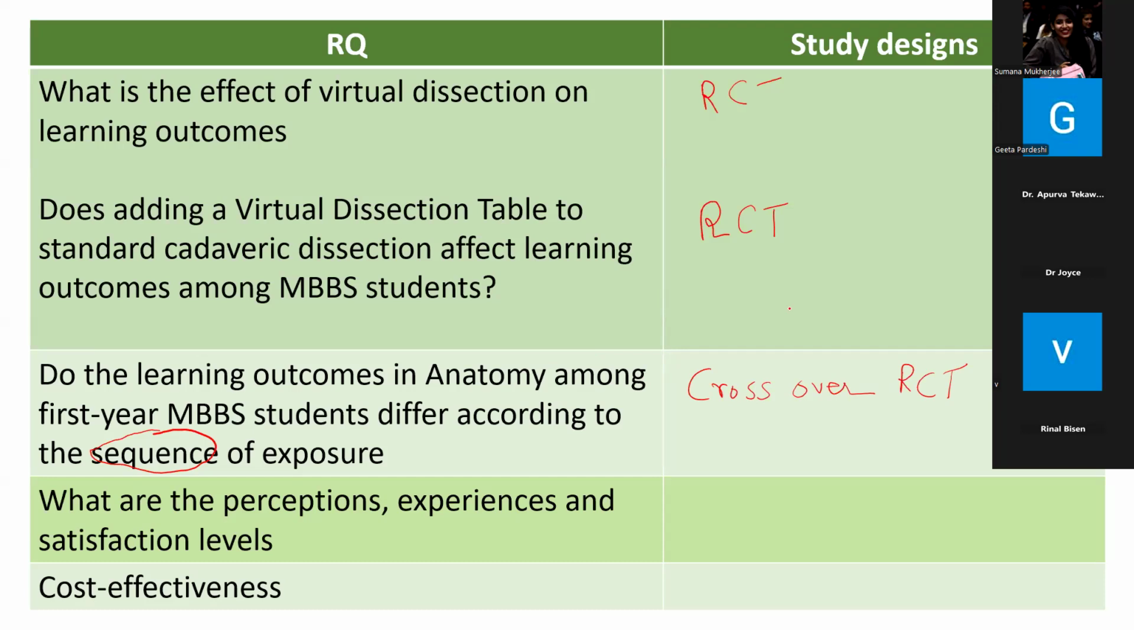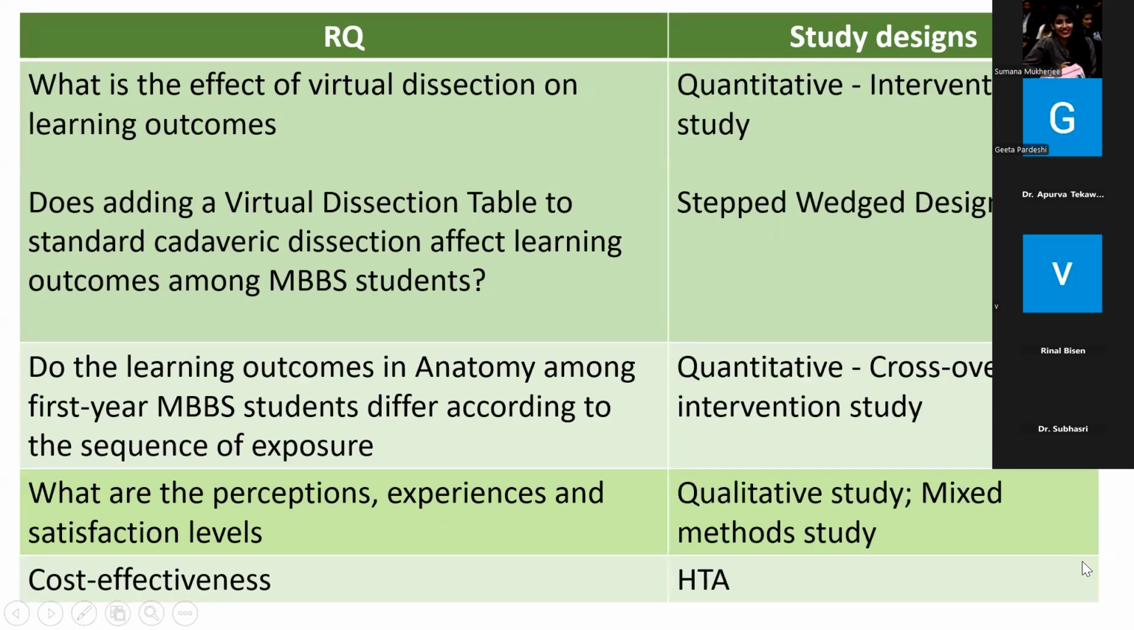What about the fourth research question? Qualitative study. Mixed method or qualitative? Yes, mixed method. Yes, ma'am. Mixed method will be better than qualitative. Only qualitative. Yes, so your answers are actually right. So perceptions, experiences, satisfaction, that you would want to study with a qualitative study. And for cost effectiveness, you would do a cost effectiveness study, which is a type of a health technology assessment. Right?